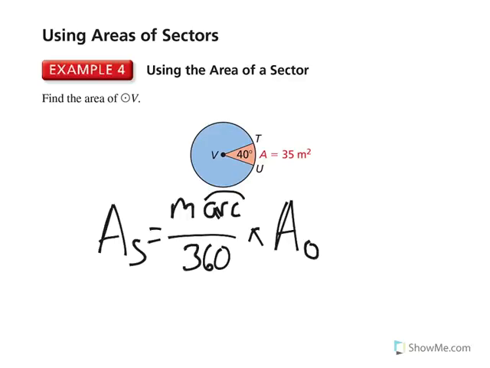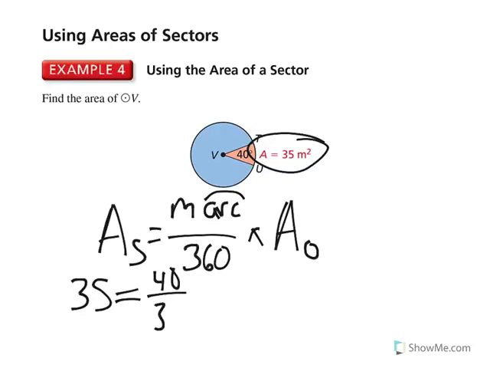For this one, we just need to plug in the area of our sector, which is located here. The A equals 35 meters squared. So we have 35. The measure of our arc is 40. So 40 over 360 times the area of our circle. In this case, it's circle V.